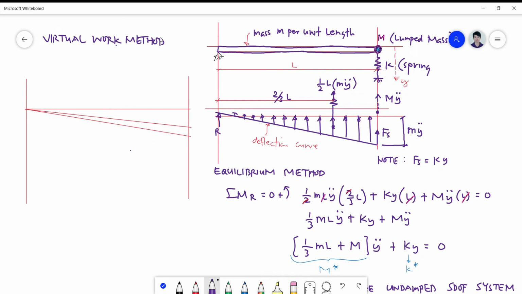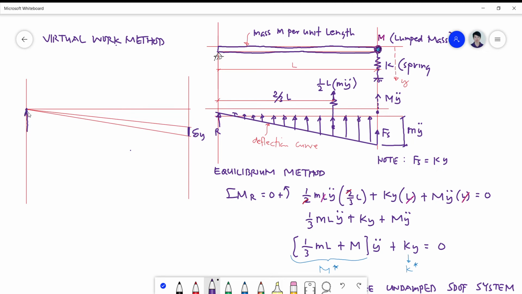So this time, we assume that your deflection curve will constitute a virtual displacement delta y, okay, which is of course linearly increasing from 0 to a maximum value. Okay, so what we are going to do now is to simply multiply all the forces involved.